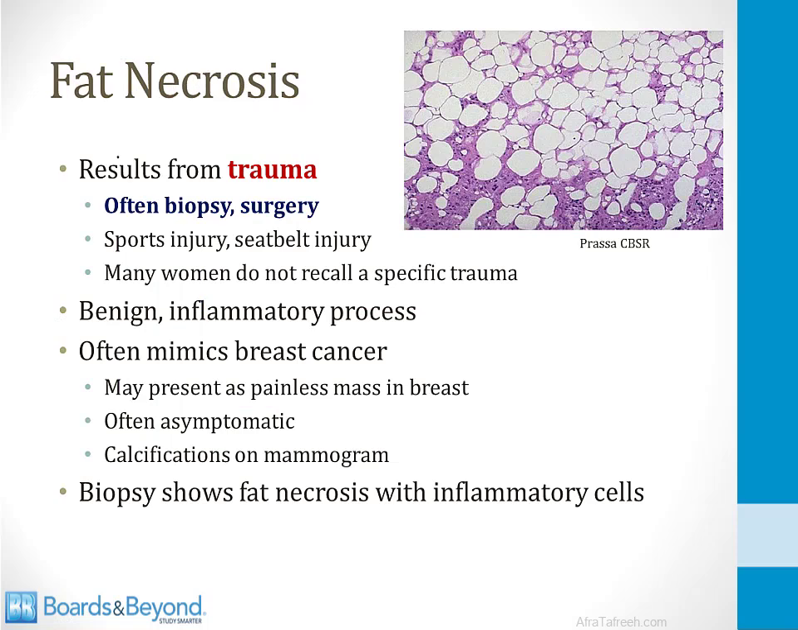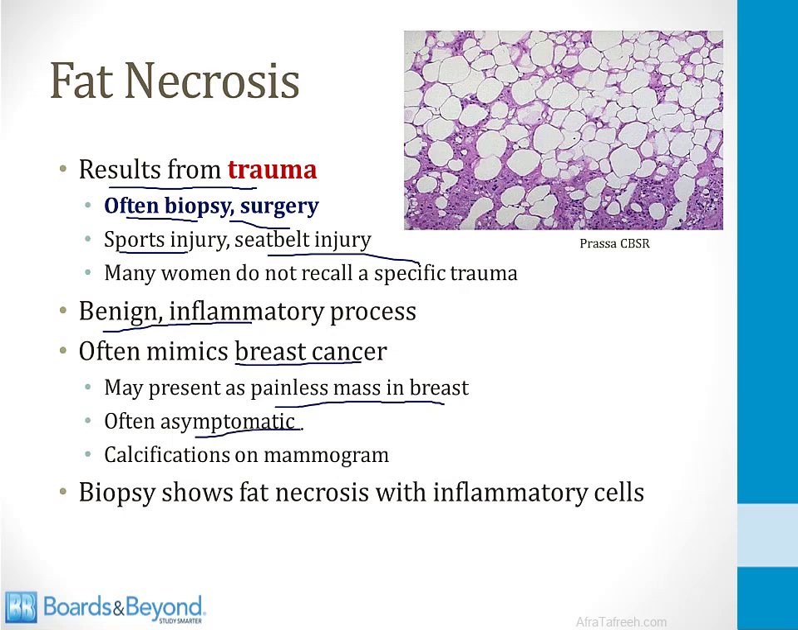Fat necrosis of the breast results from trauma. Often it's a prior breast biopsy or breast surgery, although it can sometimes be a sports injury or a seatbelt injury. And many women, in fact, do not recall a specific trauma prior to developing fat necrosis. It's a benign inflammatory process just like mammary duct ectasia, and also like mammary duct ectasia, it often mimics breast cancer. It can present as a painless mass in the breast.